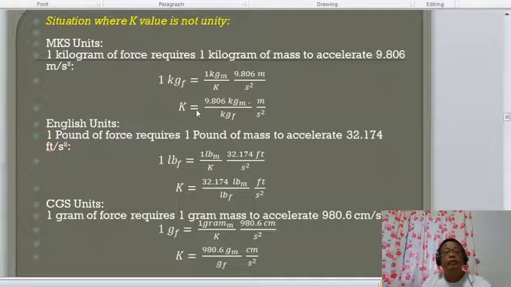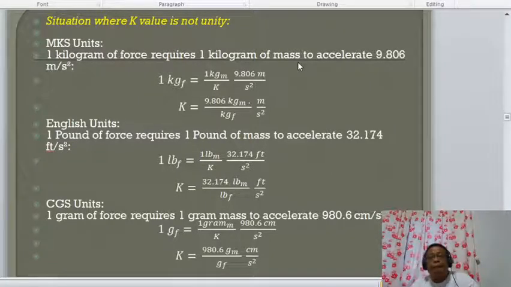Now, rearranging the equation or getting the value of the constant of proportionality, the value now is 32.174. Take note that the value in MKS of the constant of proportionality is 9.806 or 9.81. But here, we now have a value of 32.2 or 32.174 pounds.